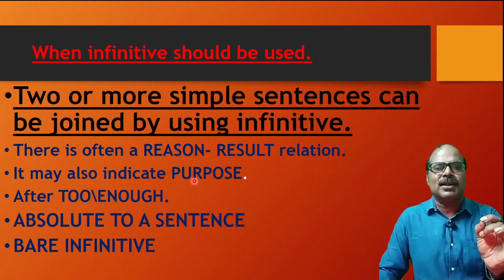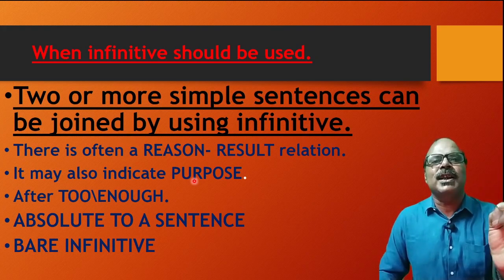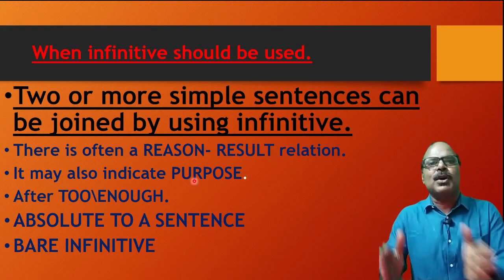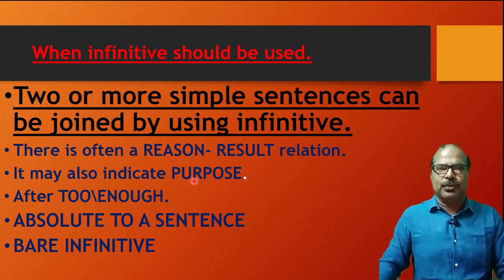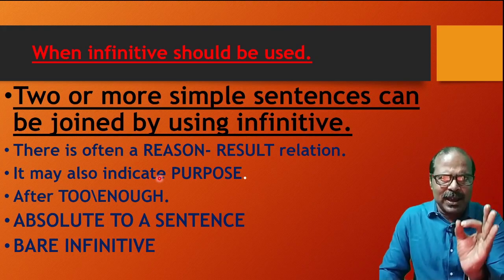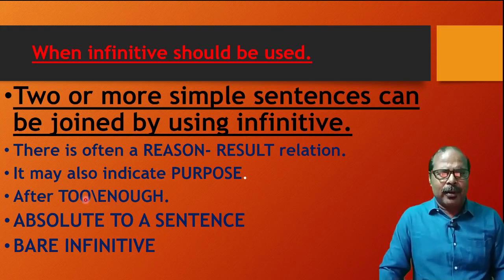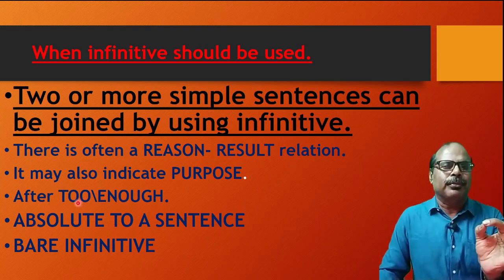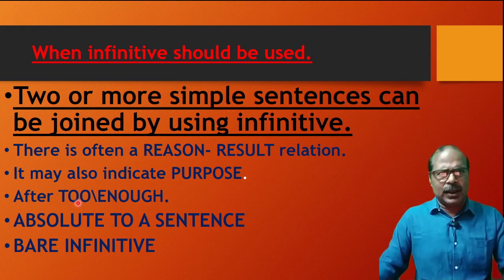indicate purpose. I went to Kolkata, I wanted to visit the zoo. The purpose was visiting the zoo. I went to Kolkata to visit the zoo. So while it is indicating a purpose. Number three, after too, T-double-O, or enough, it has a special form.